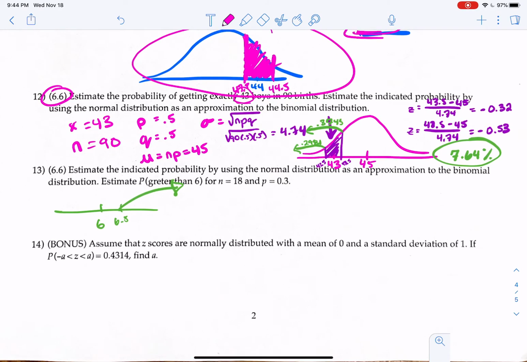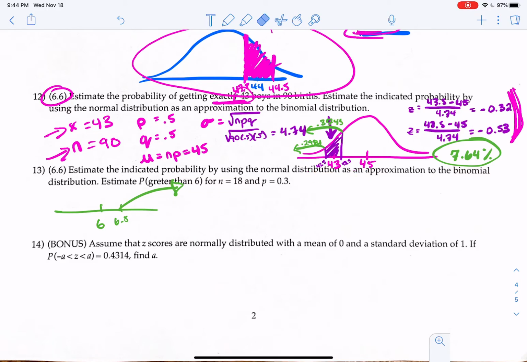This one was kind of the same way, but we were actually solving it. So they want to know exactly 43 boys out of 90 births. So 43 was my X, N was 90. My numbers that I'm going between are 42.5 and 43.5. Calculate both of those z-scores. This is the pain in the butt. Calculate both of those z-scores and then look them up in the chart, subtract, and we get 7.64. Okay. So that one we did in class the other day.